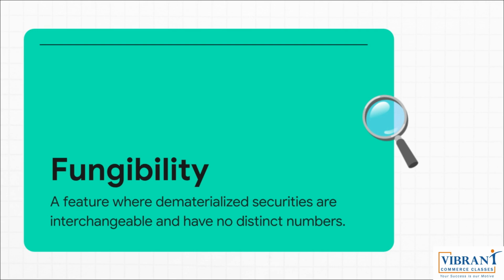The best way to think about it is like a 100-rupee note. Yours is the same as mine. They're all interchangeable. And this very feature is what makes today's high-speed trading possible. Because every share is identical, the system can process millions of trades without having to track every single individual piece of paper.